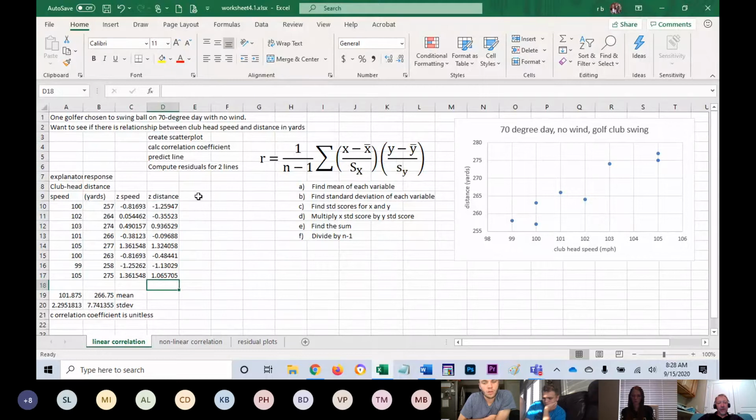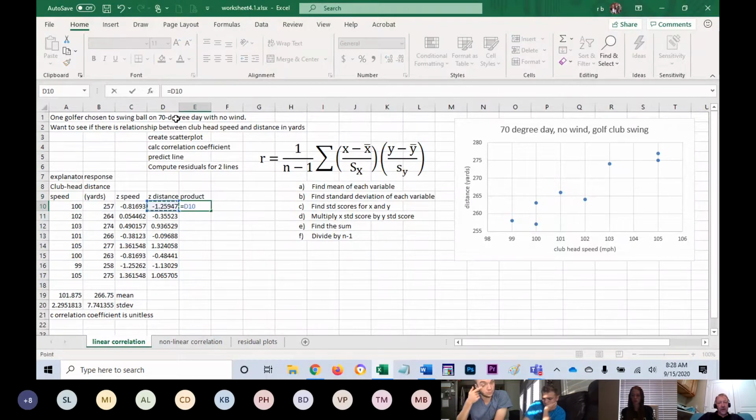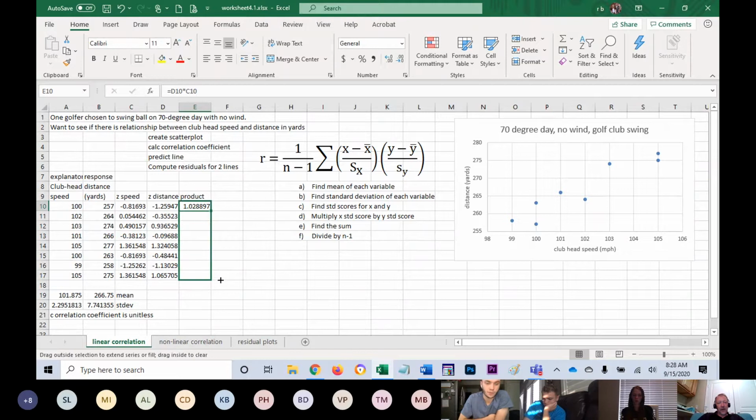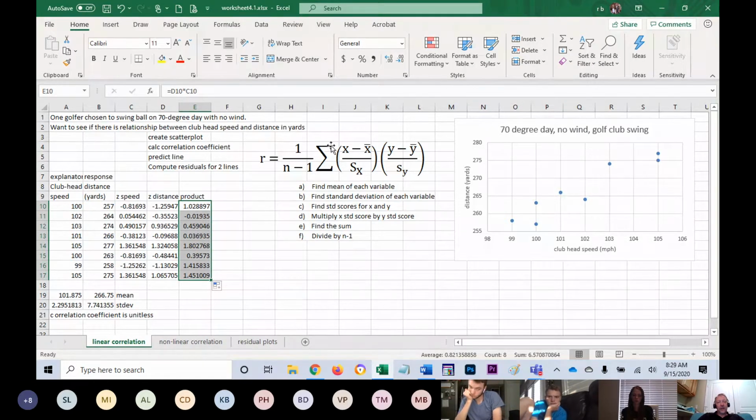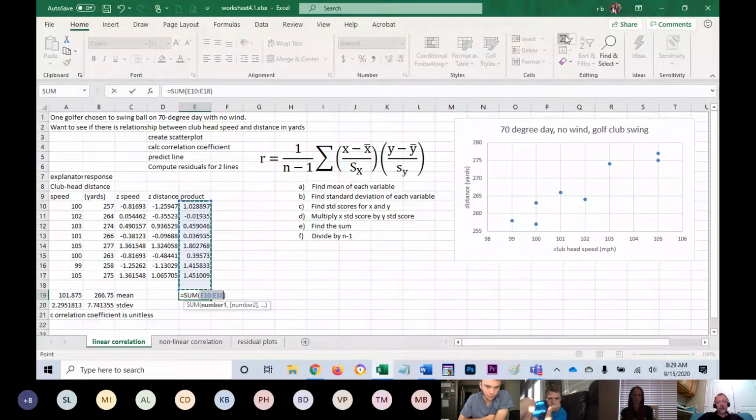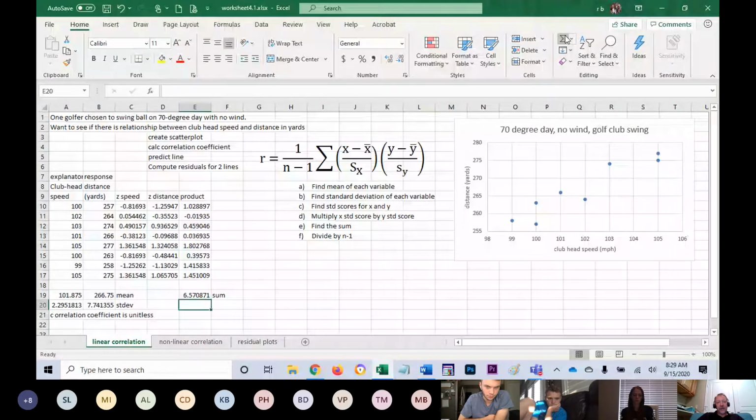My formula tells me I need to multiply these together. So I'm going to find the product. That's going to be this times that. And I'm going to copy that down. Okay. On the product, what does this funny looking E mean in statistics? Sum of. So find the sum. I'm going to find the sum of my products. The sum is 6.57.